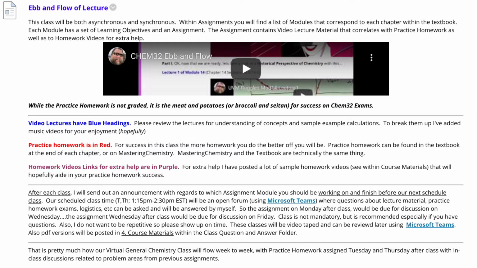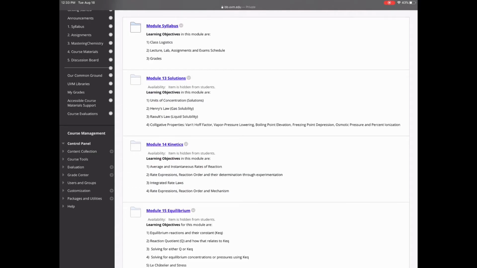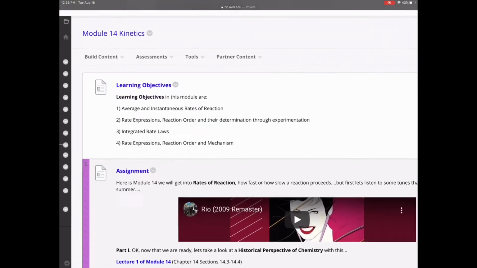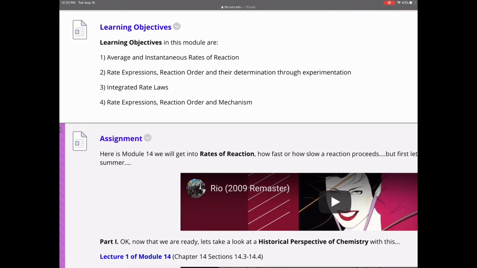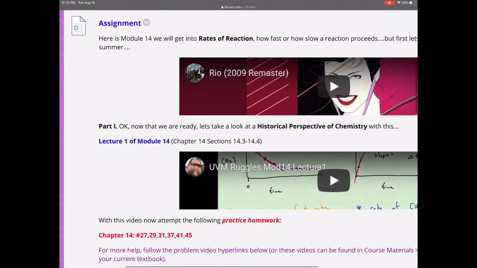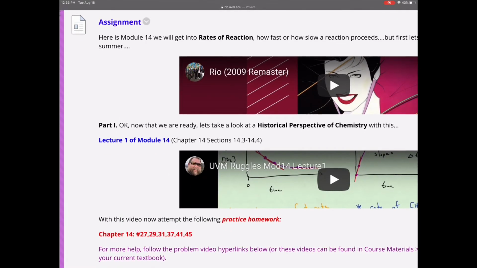And while I'll be specific within the announcements as far as what is coming your way, realize that we would have to go to our assignments link within that top left-hand corner to access the actual assignments. Check out chapter 14 or module 14 to look at what's offered within this assignment. And so we always have learning objectives. Here we're getting into rates of reactions and things of that nature.